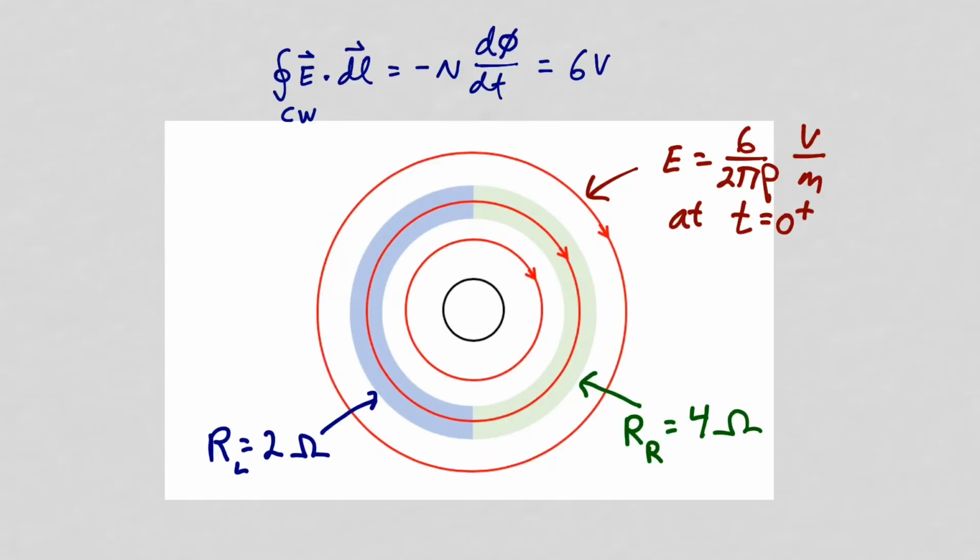Let the current in the solenoid be 0 for time less than 0, and for time greater than 0, ramp the current in the solenoid at a rate to produce an electromotive force of 6 volts.